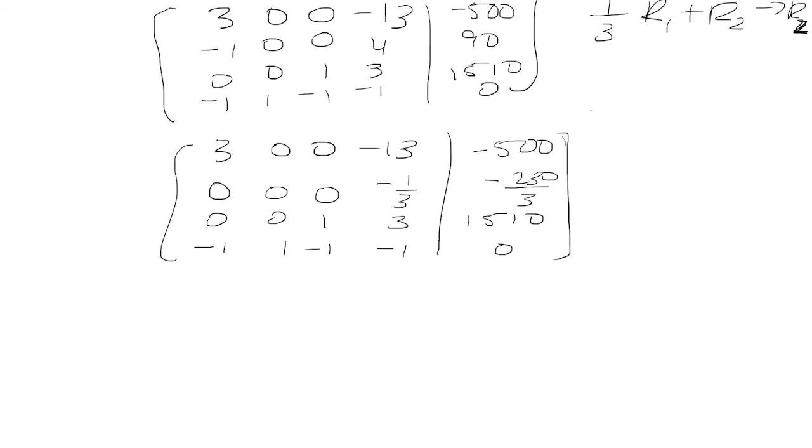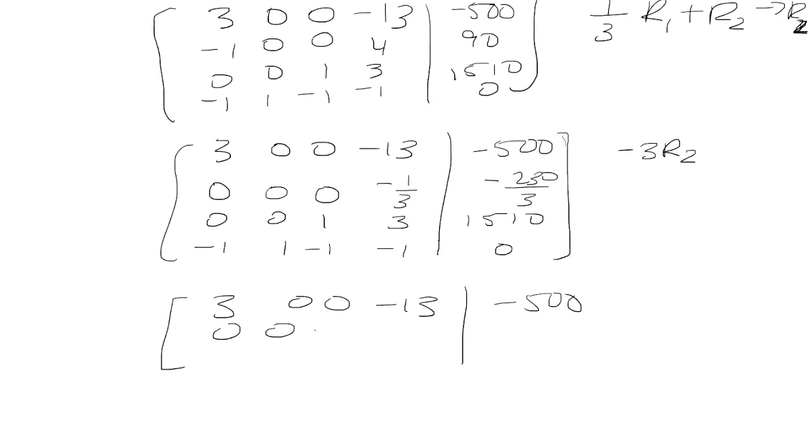Now multiply row 2 by negative 3. So we have 3, 0, 0, negative 13, negative 500. Now row 2 we multiply by negative 3. Negative 3 times negative 1/3 is 1. And then negative 230 times negative 3 is just 230. Everything else is the same.